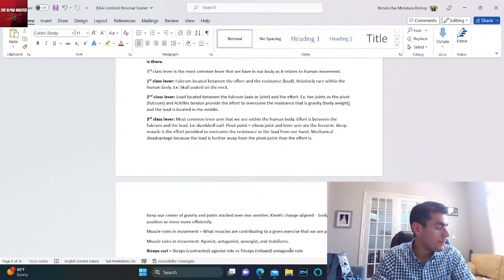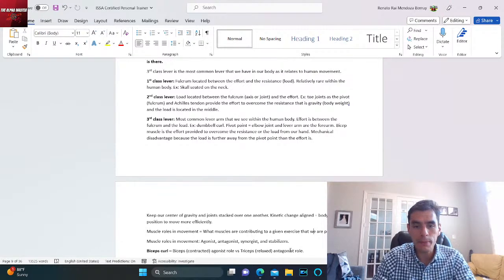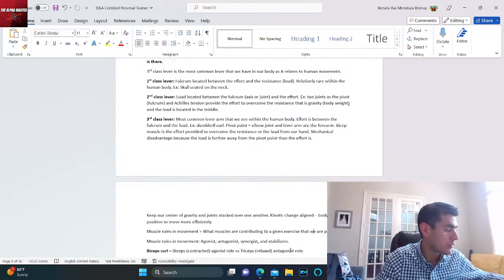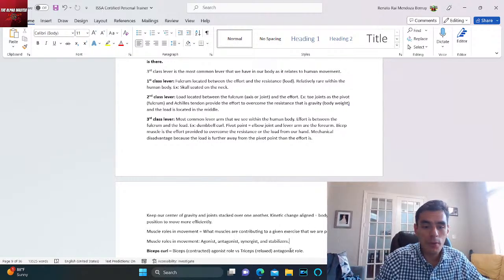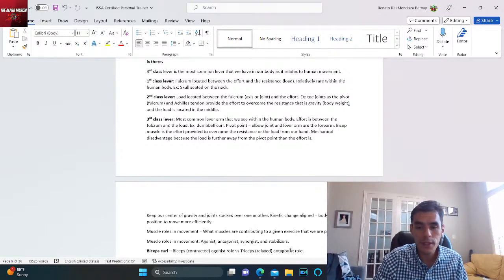Now, muscle roles in movement. What muscles are contributing to a given exercise that we are performing? You have four types of muscle roles in movement.